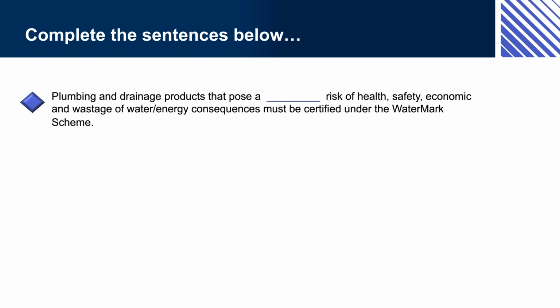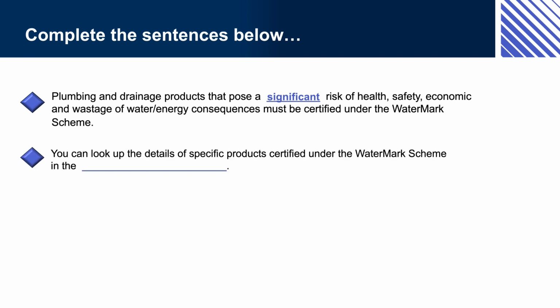Complete the sentences below. Plumbing and drainage products that pose a what risk of health, safety, economic and wastage of water energy consequences must be certified under the WaterMark scheme. If you answered significant, you are correct. You can look up the details of specific products certified under the WaterMark scheme in the what. If you answered WaterMark product database, you are correct.